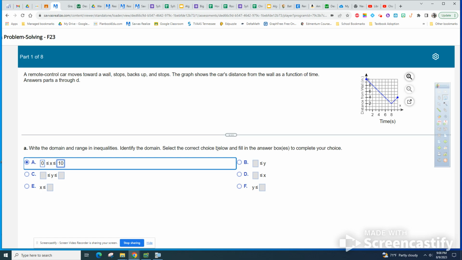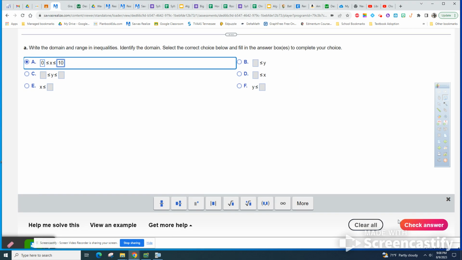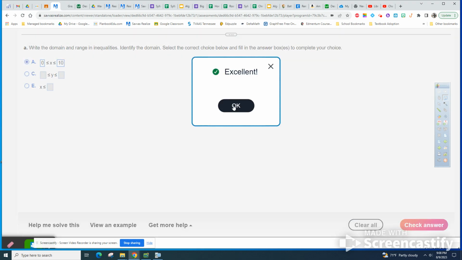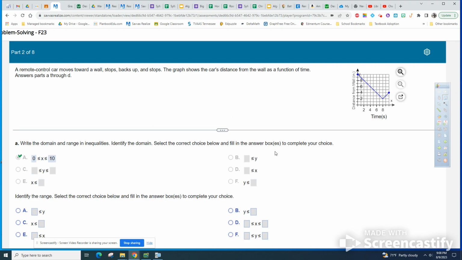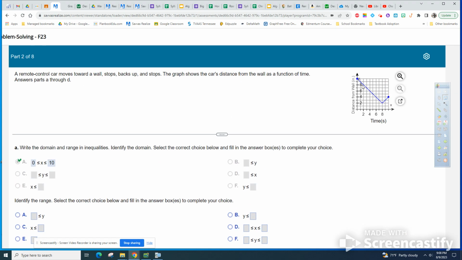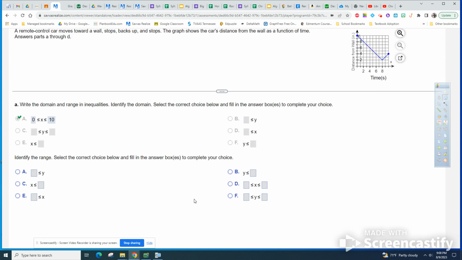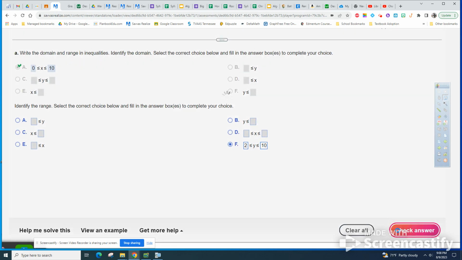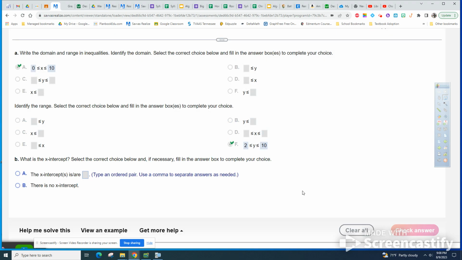Okay, select the correct choice below and fill in answer boxes for your choice. And it says, oh, so we're doing the domain first. Woo, I was going to get ahead of myself here. Said like that. Now it should ask the range. And the range is 2 to 10. Let's look for a y with something on both sides. So there's a 2 and a 10. And let's check it like that as well.